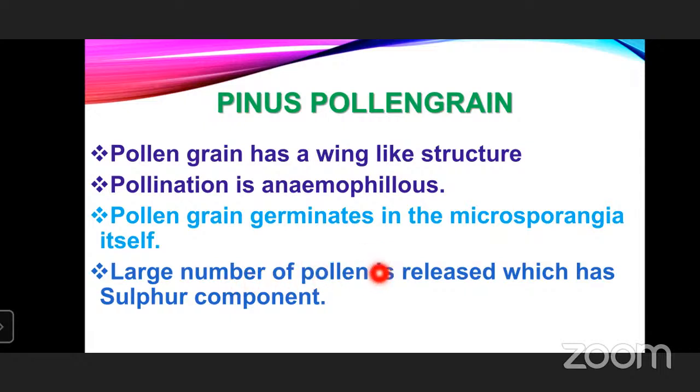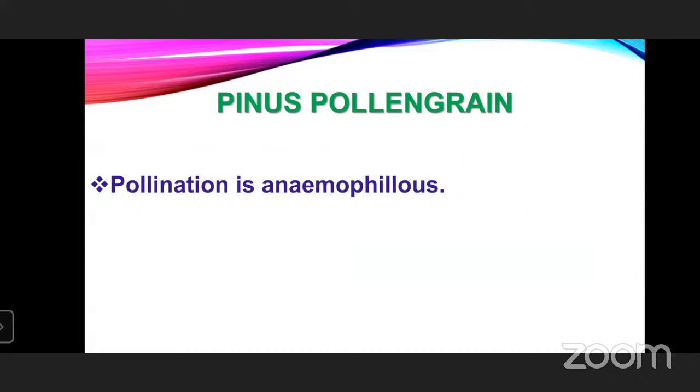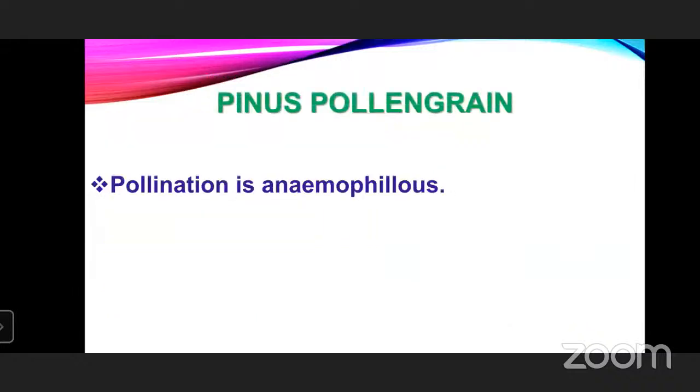So that's why it is called a shower of sulfur. Okay. These pollen grains are yellow in color. At a time, a large number of pollen grains are released into the air and they appear yellow in color. So that's why they are called a shower of sulfur. So this is about the Pinus male cone or male strobili and Pinus pollen grains.